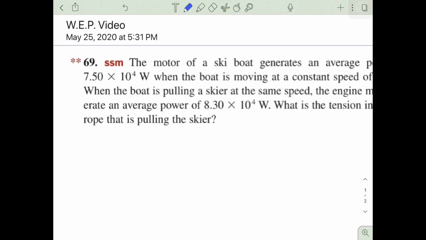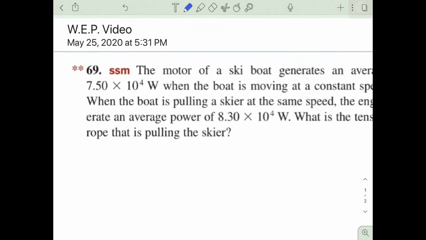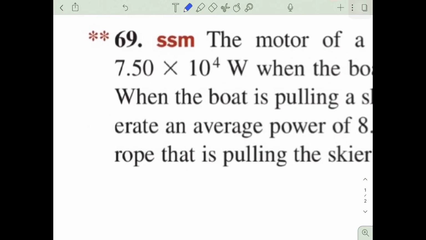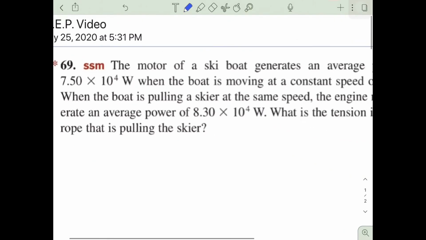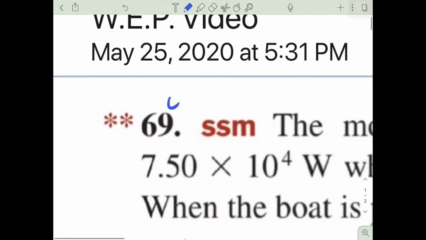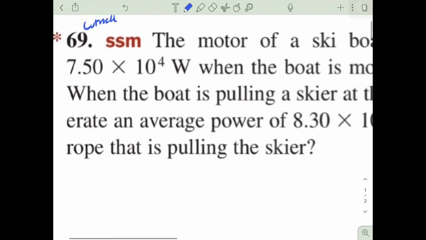Hello everyone, today we're going to go over a problem from the practice problems of work, energy, and power. Whatever unit you are doing, this is a problem that relates to power, and specifically it is number 69 on the Cutnell book, just in case you are using that book. 69 from the Cutnell practice problems.